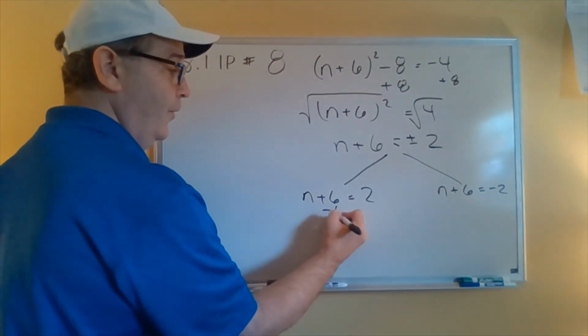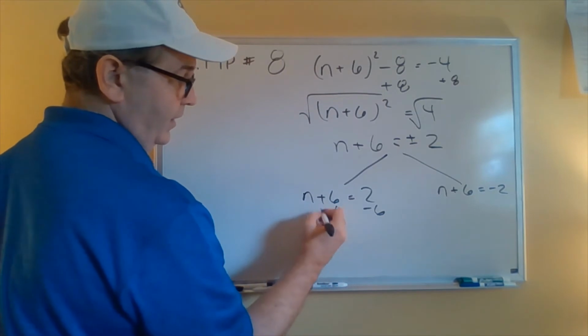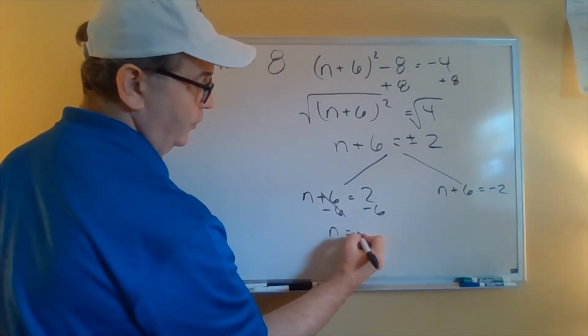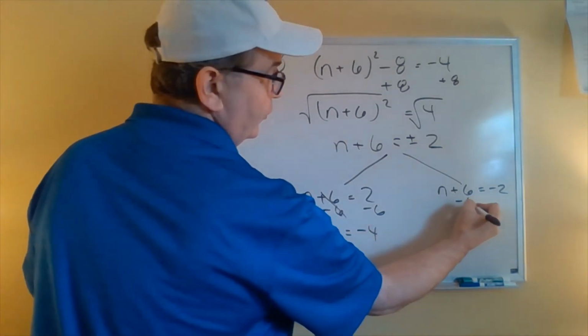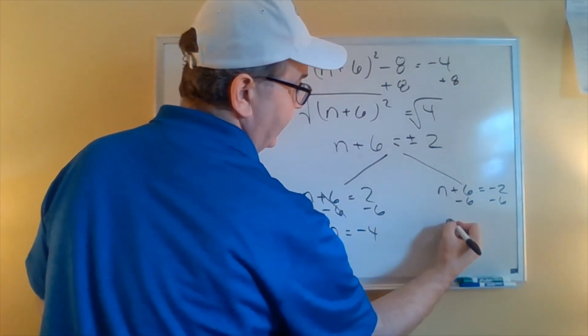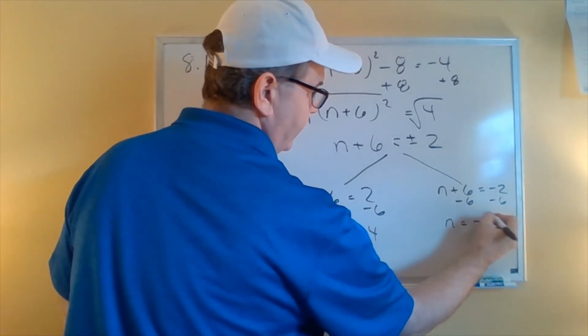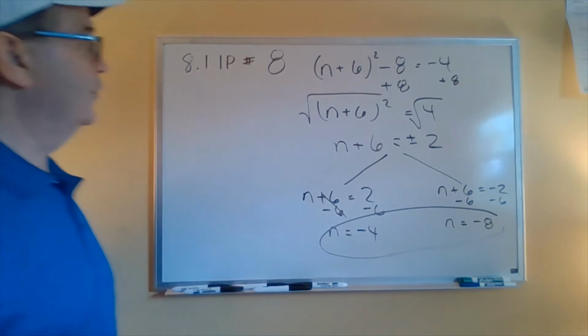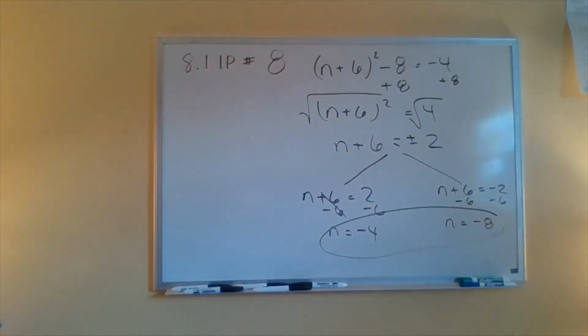So now I'll subtract 6 from each side. Cancel over here, I get n equals negative 4. When I subtract 6 from each side over here, I get n equals negative 8. So there is my answer for number 8: n equals negative 4, or n equals negative 8.